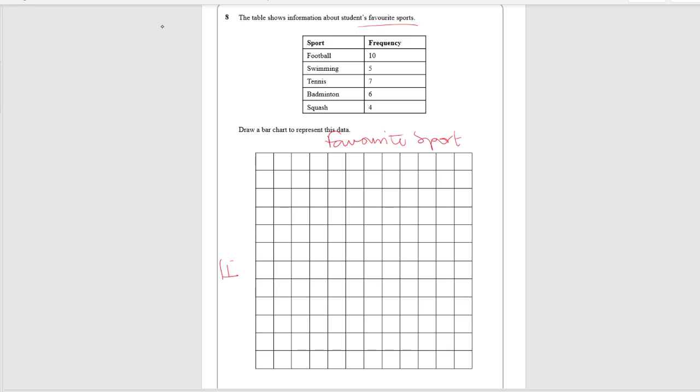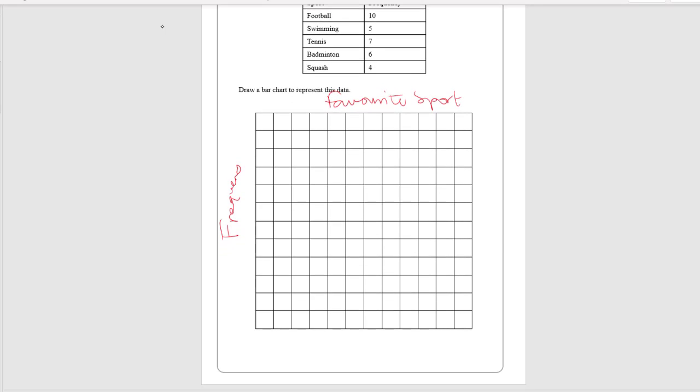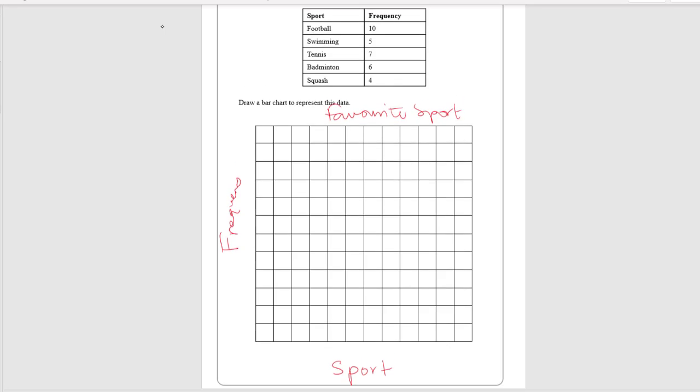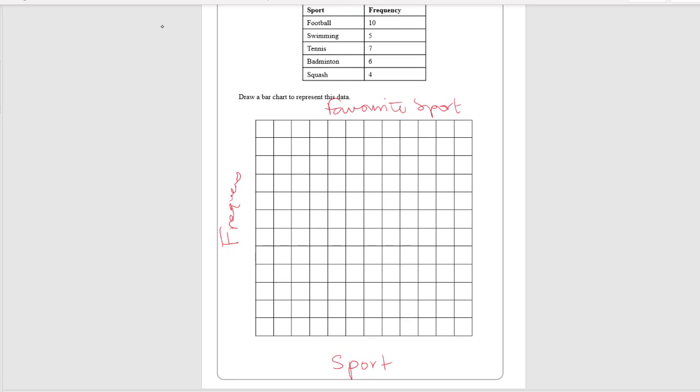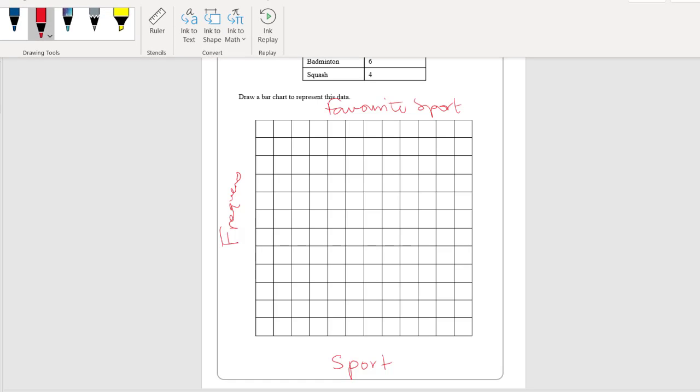And then at the bottom we have sport. So the bottom bit, the x-axis, will represent sport. Okay, so we have football. Make sure you draw the axes.